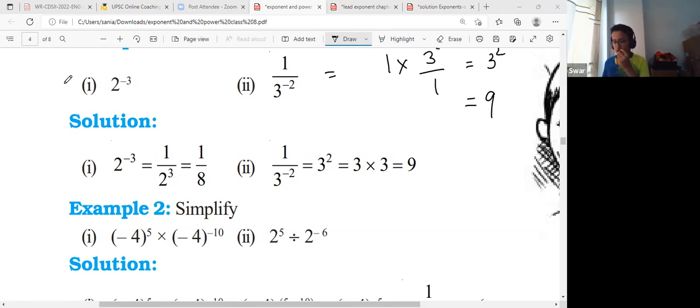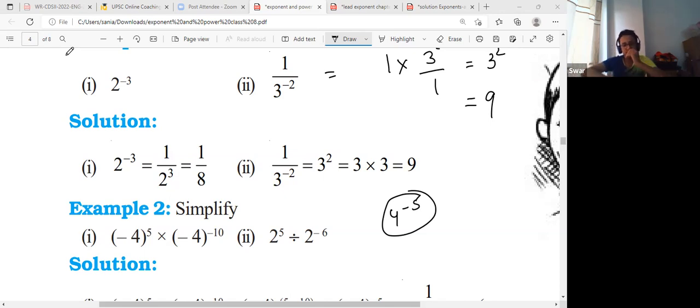Ma'am, then the next one is 2. The first one is minus 4 multiplied by minus 4. Minus 4. Okay, the first one is 4 raised to the power minus 5. 60, wait, minus 60, 64. Then wait. 64, 64, 96. Minus 264.